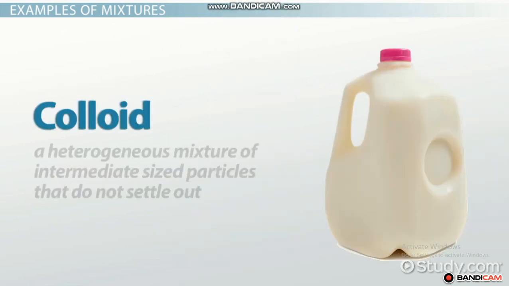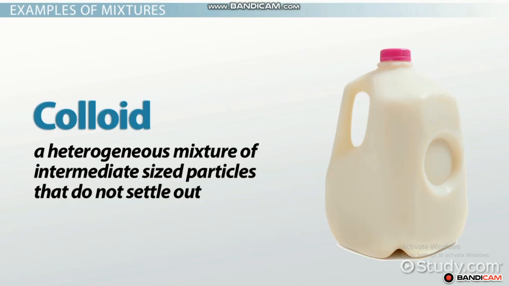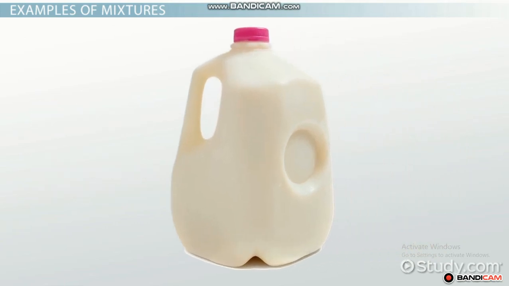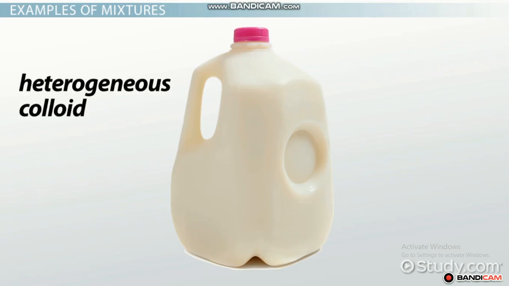A colloid is a heterogeneous mixture of intermediate-sized particles that do not settle out. A classic example of a colloid is milk. While milk looks like one pure liquid, it is actually butterfat suspended in water. The particles are relatively the same size and therefore do not settle out when left undisturbed. This makes milk a heterogeneous colloid.